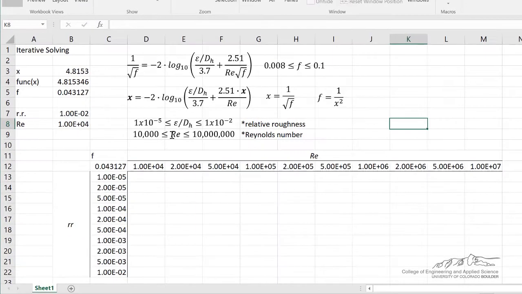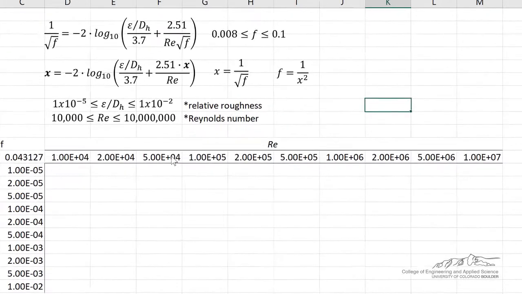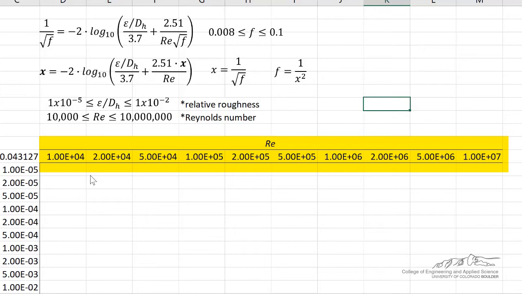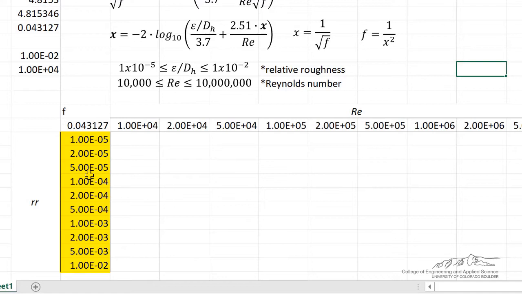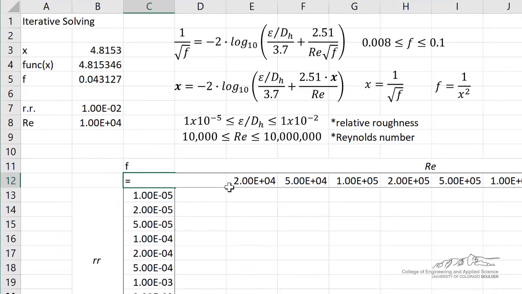So I want to show you how we could then set up a big table. We're going to do a two-way case study. I've got Reynolds number here ranging from 10 to the 4th up to 10 to the 7th, and I've got the relative roughness between 1 times 10 to the negative 5 and 1 times 10 to the negative 2. Now we can set this up using a data table tool, a two-way data table. The upper left cell here is a reference for where on the spreadsheet I'm going to get the variable that's going to populate this table, and that's the friction factor.